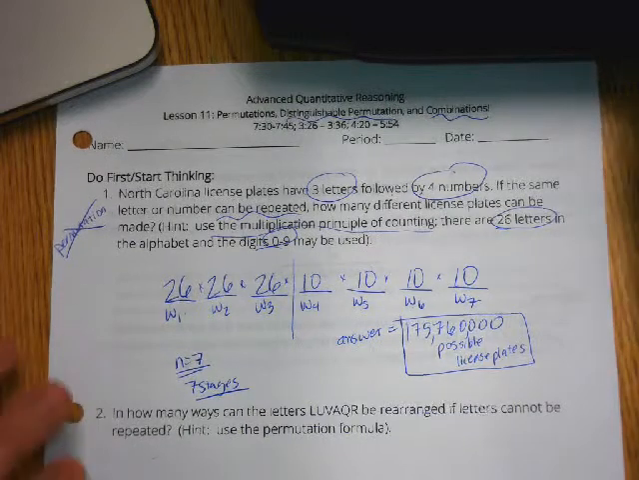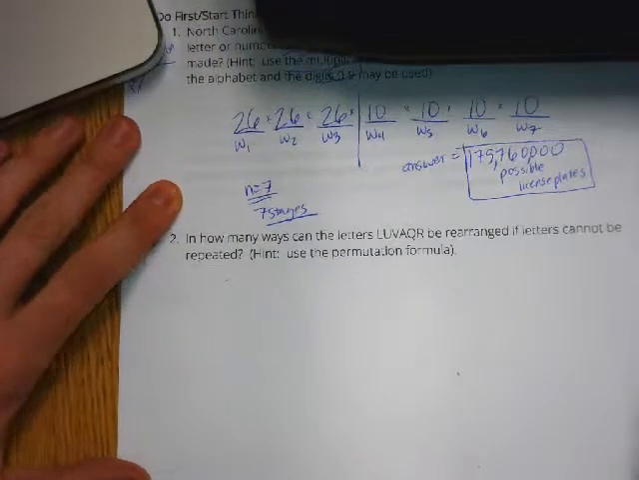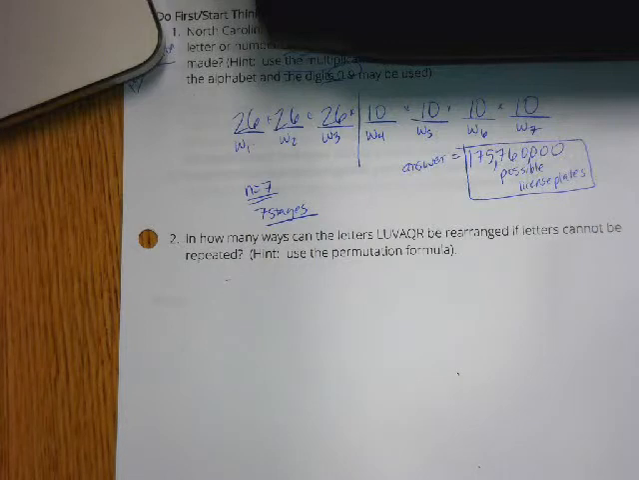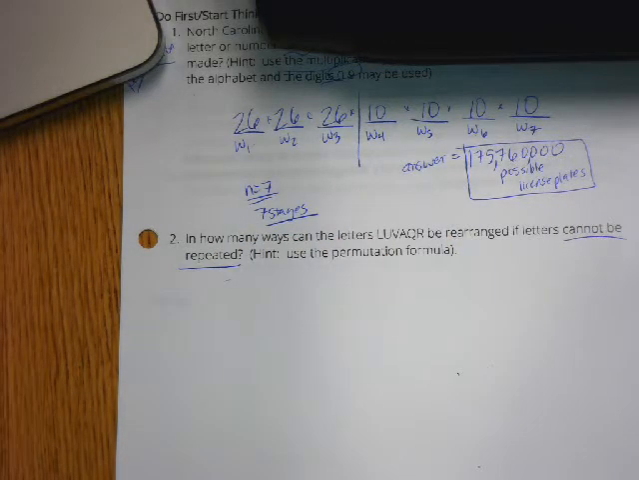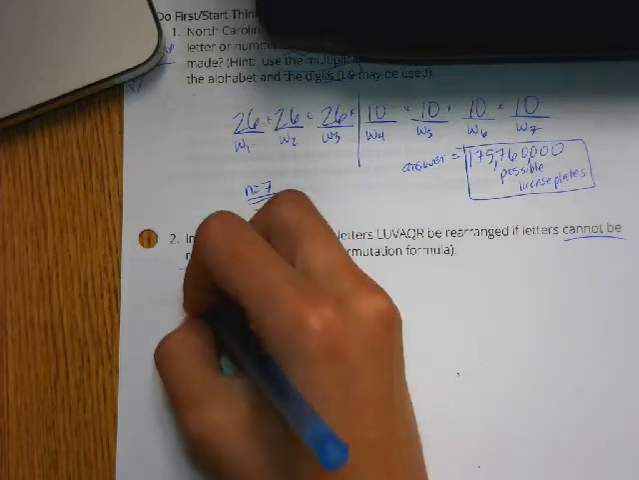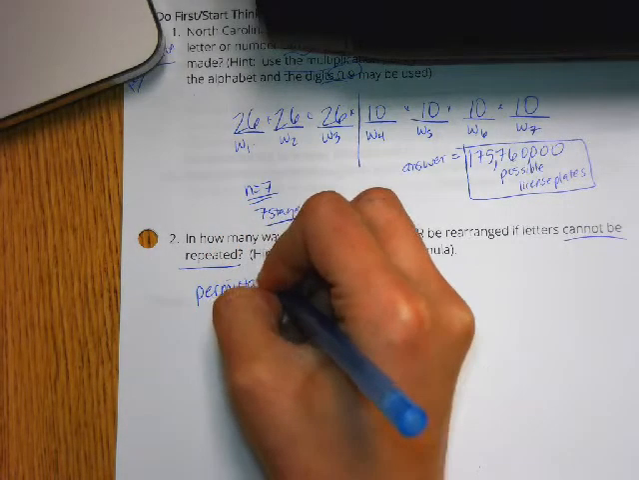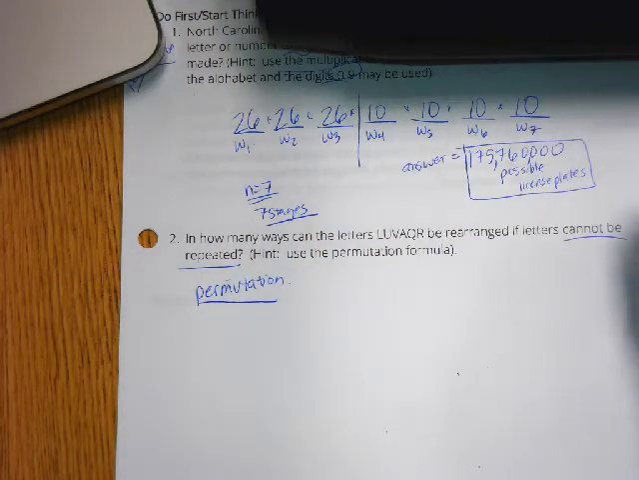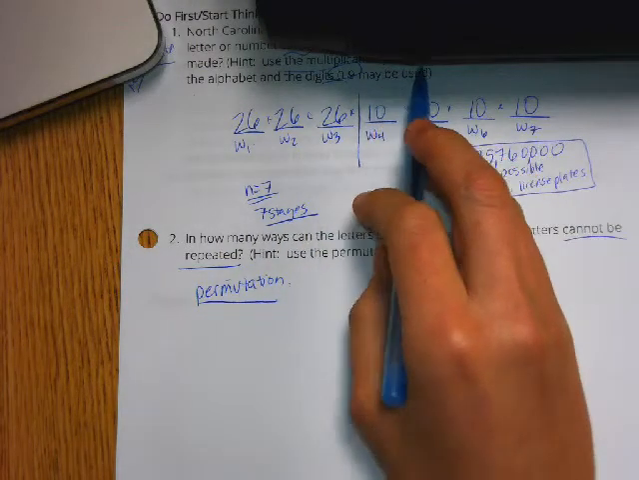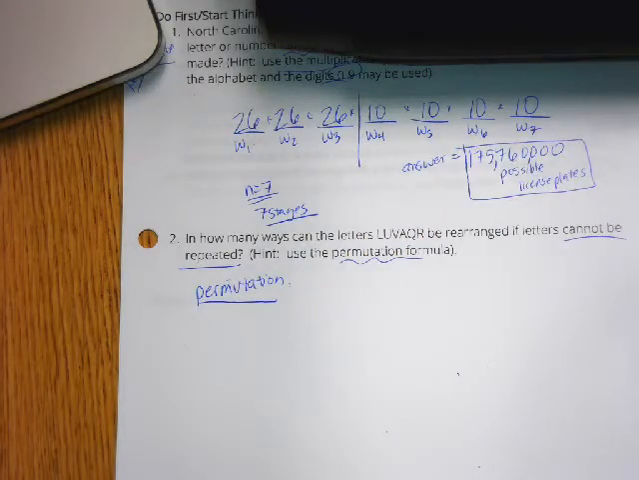Okay. Let's look at number 2. In how many ways can these letters be arranged if letters cannot be repeated? So because they're not allowed to be repeated, I know I have the choice. Before today, I knew I only had the choice to use the permutation formula. I could also use the multiplication principle of counting, but I'm just going to go ahead and move forward with the permutation formula.